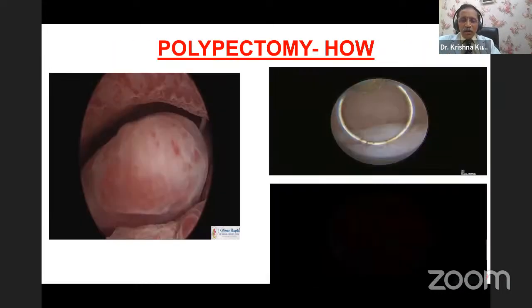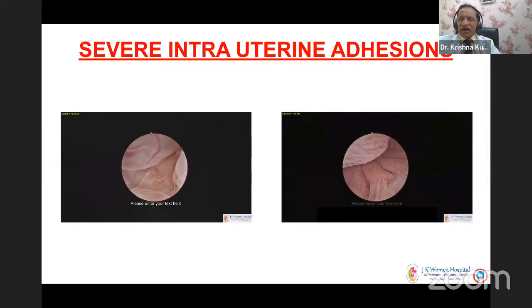Now, severe intrauterine adhesions where the internal os is absolutely invisible. How are we going to proceed further? Do you use concurrent sonography or something? Or how do you do? Bijoy, how do you do?